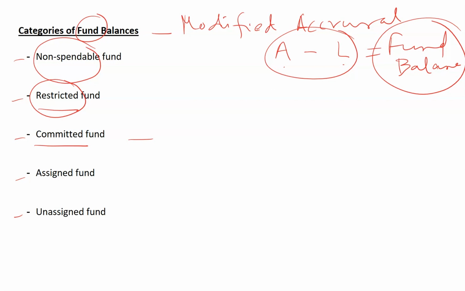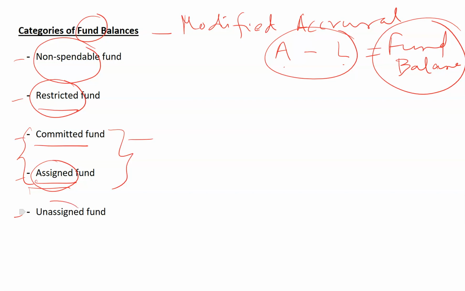Now, the next category is assigned fund. There is a subtle difference between the committed fund and the assigned fund. Committed fund means that you made some commitments. This amount will be used for purchasing a sanitation truck, so you are now obligated. On the other hand, assigned fund means you have some intention to use this money for specific items. You are not obligated or committed. So these are the differences. Some governmental entities can keep aside some money as their assigned fund.